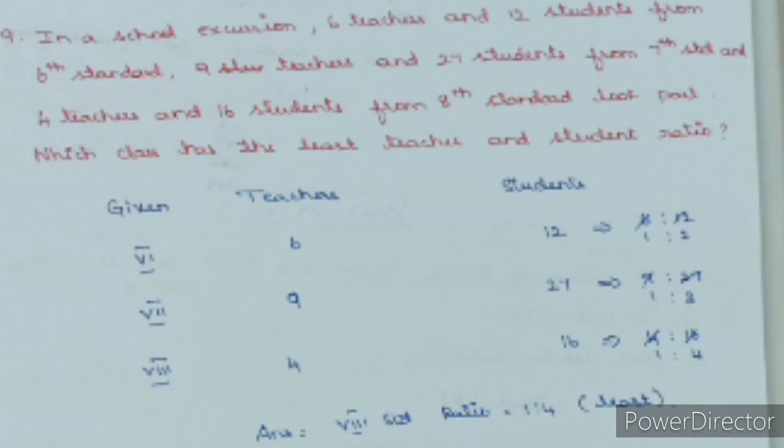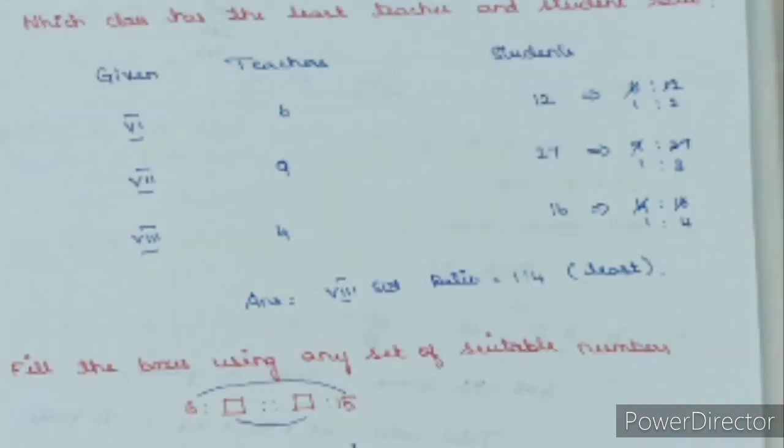See the last one, 8th standard. 4 teachers and 16 students. So 4:16. When you cancel, 4 ones are 4 and 4 fours are 16. So 1:4 is the ratio for 8th standard. So which class has the least ratio? It is 1:4. That is for 8th standard.